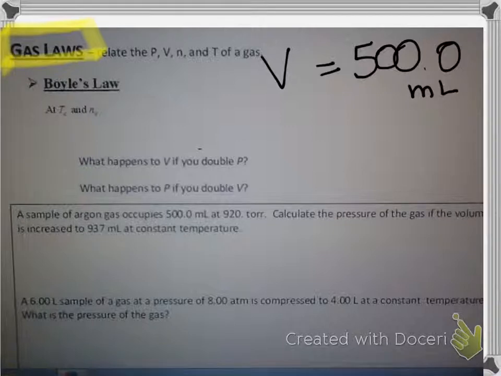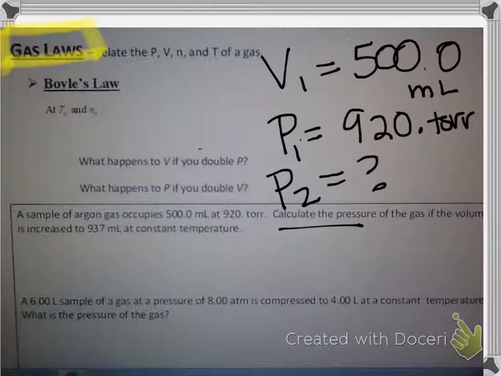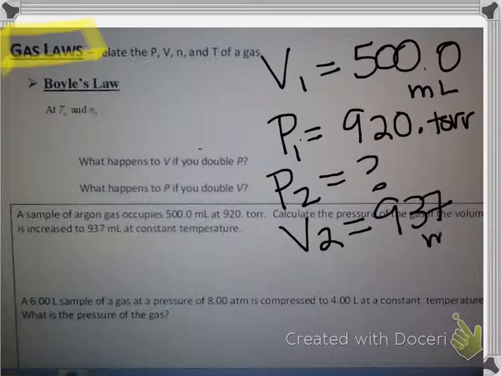Okay. At 920 torr. So we've got a pressure of the gas, because torr is a gas unit, of 920 torr. Let's keep reading. It says calculate the pressure. Now hold on. Didn't we just get the pressure? Oh, this was the initial volume and initial pressure. There's going to be a change in volume. So it's asked me to calculate the second pressure if the gas volume is increased to 937 milliliters. So I've got a second volume here. The second volume is 937 milliliters.